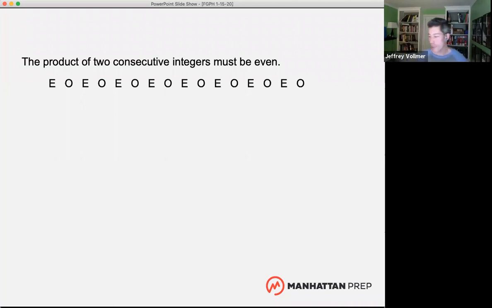Now we can start moving on to products. The product of two consecutive integers must be even, right? Same principle, because you're guaranteed for one of these to be even. And as soon as you multiply a bunch of integers by one even integer, the whole product turns even. You could multiply a million odd integers and the product will be odd. You multiply that whole thing by two, it's like putting a drop of food coloring in a glass. The whole thing turns blue, or whatever color it was. The whole product turns even once you have one even in there.